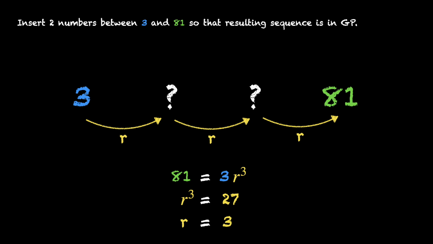So let's multiply 3 by 3. That gives us the next term. 3 times 3 is 9. And let's multiply 9 by 3 again to get the next term. That's going to be 27. So now we have these four terms. All four of them are in GP.